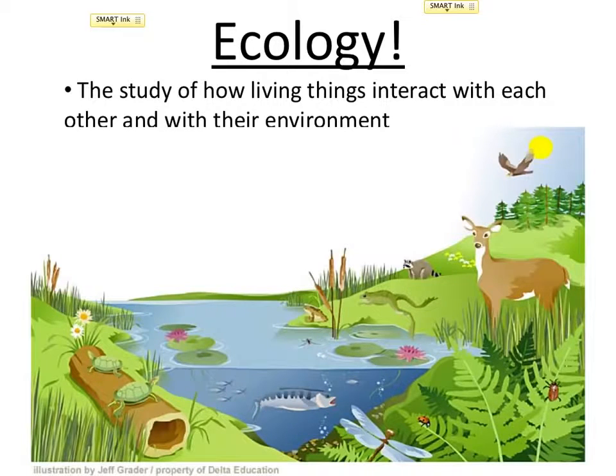And so we're going to start by defining the word ecology. And you should write this into your notes under key terms. It's term number 8. And so the formal definition of ecology is it's the study of how living things interact with each other and with their environment.